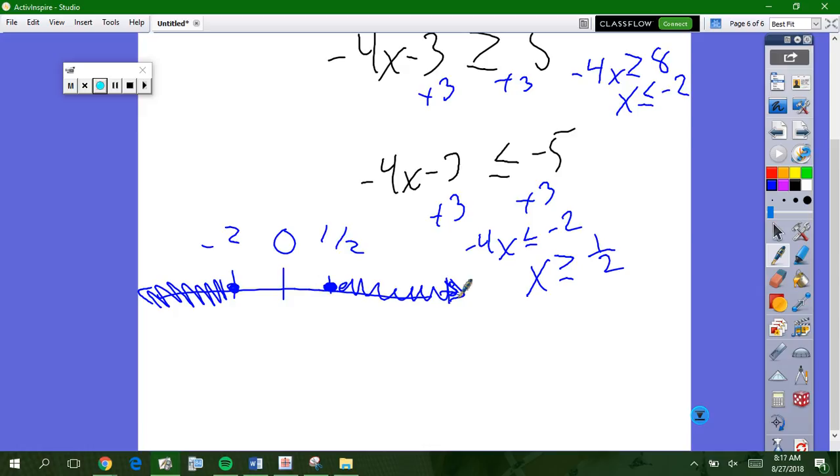What would be the set builder again? How do I do set builders? You just look at these and say, okay, basically these ideas, right? So x such that x is less than or equal to negative 2. What word are we going to use? Because we have more than one, we're looking for or. X is greater than or equal to a half.